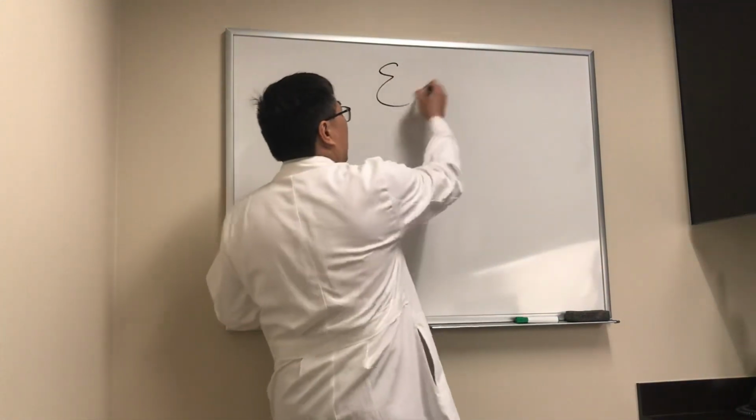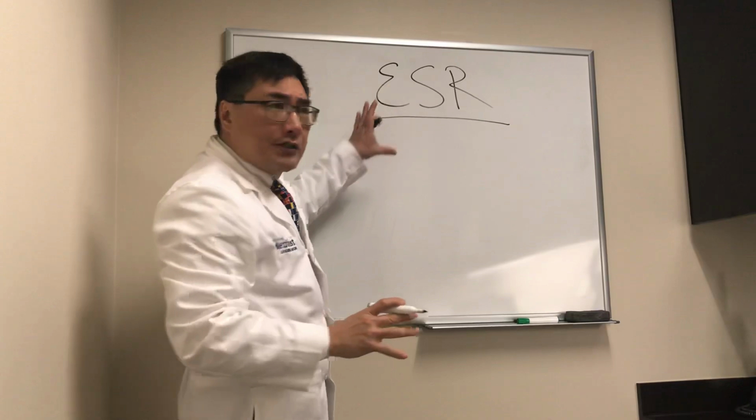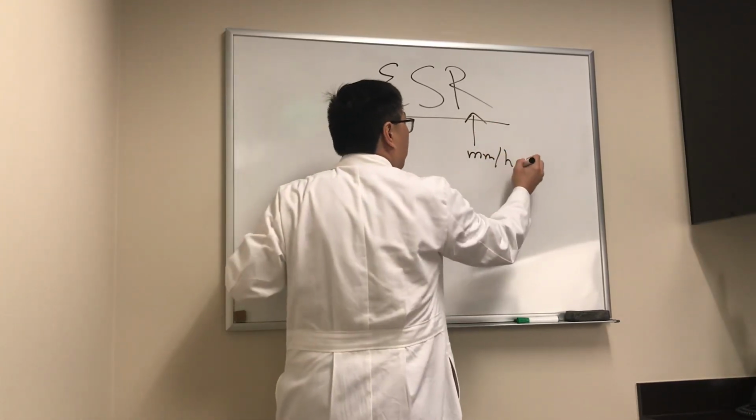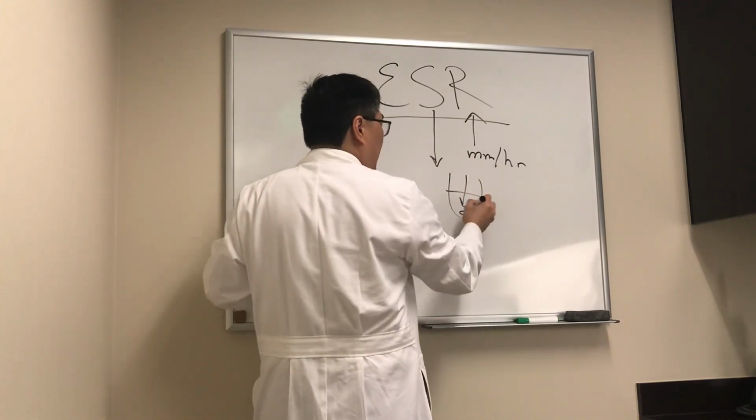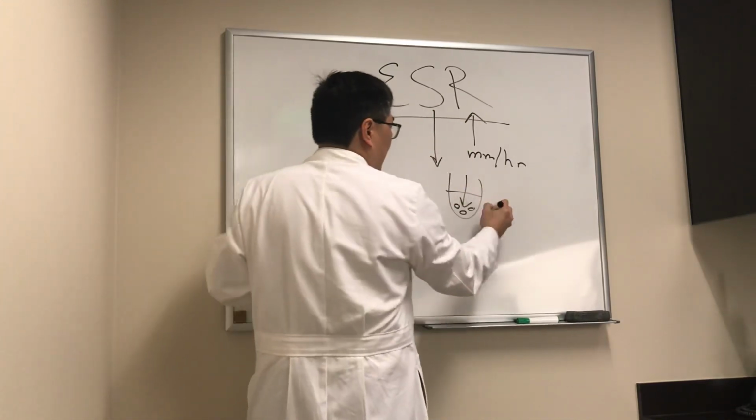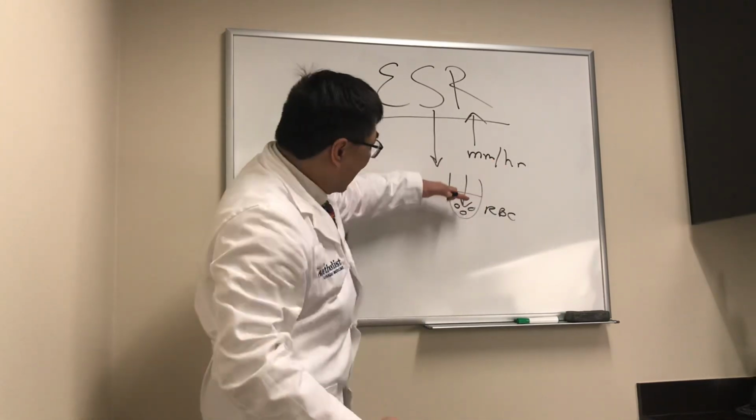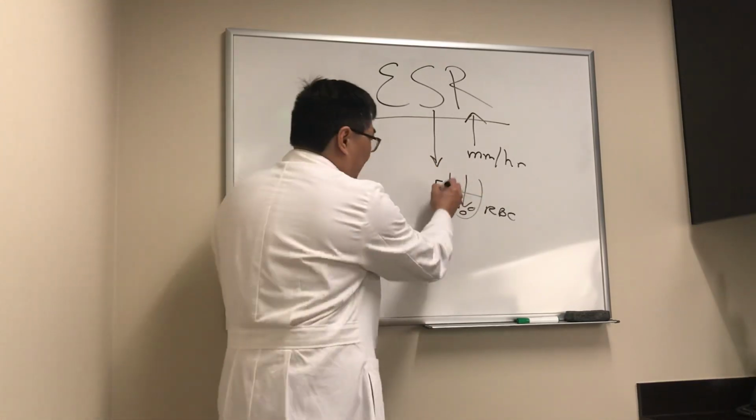So today I'm going to be talking about the erythrocyte sedimentation rate, but for ophthalmologists. It is the rate in millimeters per hour of the sedimentation of the erythrocyte. So how fast do these red blood cells sediment in a tube over an hour in millimeters? It's a very simple test.